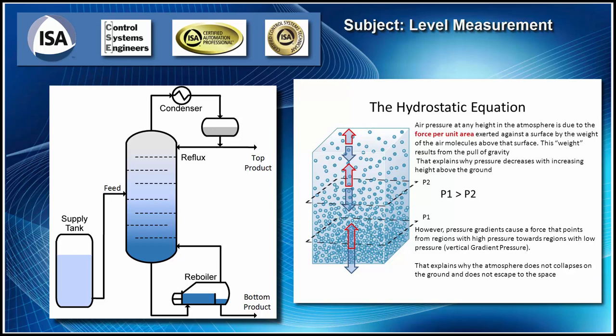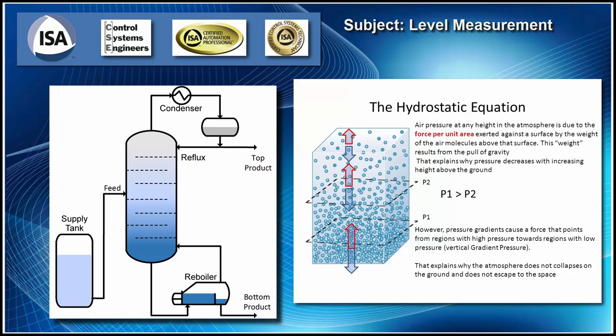So we have to measure the level in the supply tank. We have to measure the level in the reflux tank. And in the bottom of the column, we have to measure how much liquid we have. It'll be the liquid on the bottom that goes through the reboiler, then it flashes and comes up as a vapor. So we have to make three different measurements.